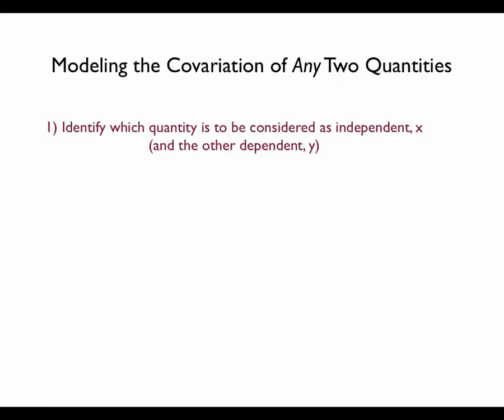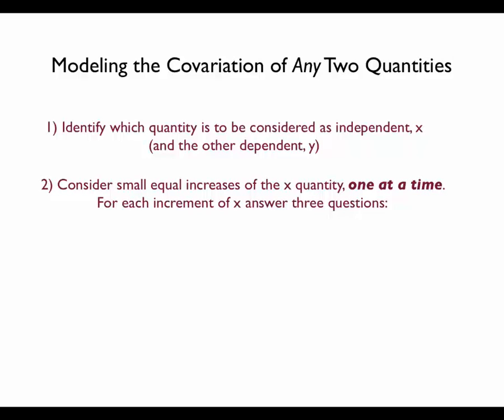Okay, so the first thing we need to do is identify which is going to be independent and which is going to be dependent. Or maybe if we're thinking in terms of functions, which is going to be the input and which is going to be the output. Okay, and so then conventionally we put our input variable, independent, on the x-axis and our result or output or dependent variable on the vertical axis, y. Okay, now here's the key.